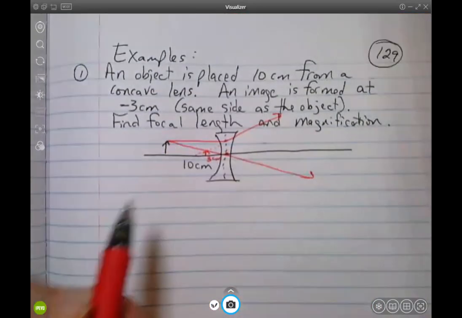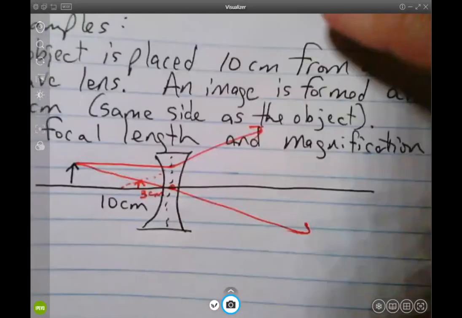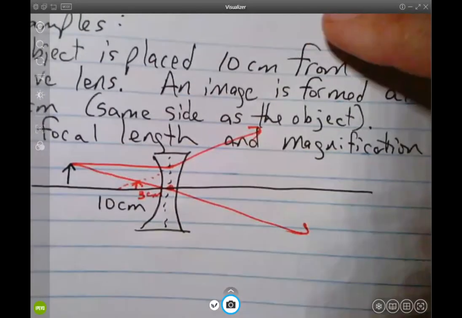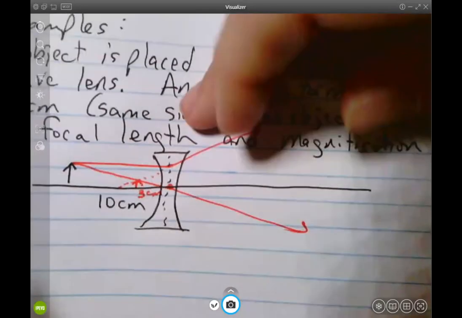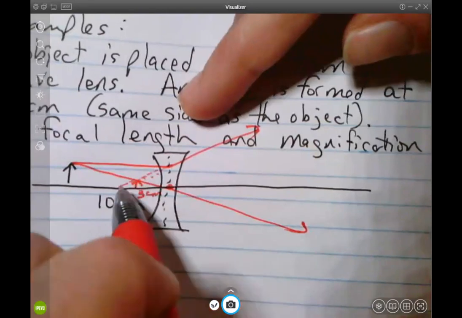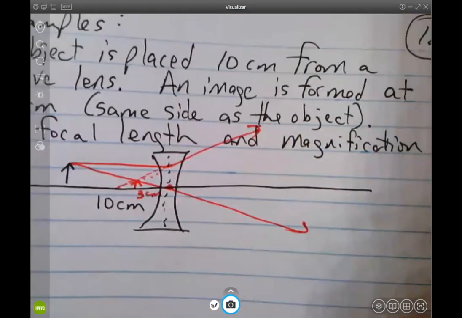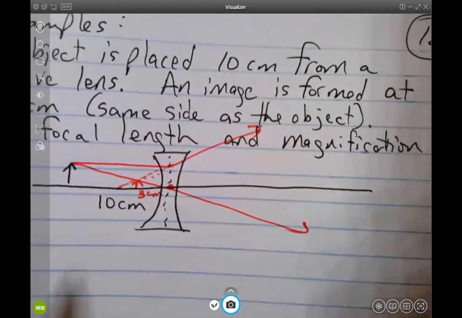This is what you're looking at. I know that's really tiny, super tiny. I put a little arrow right there. I backed this up, and I put an arrow right there. And that's 3 centimeters, I know that. I don't know where the focal point is though.